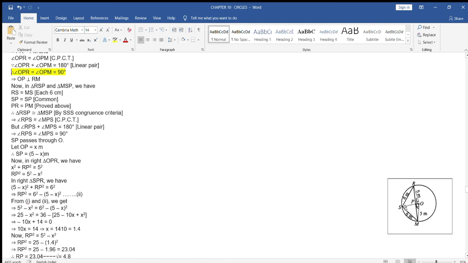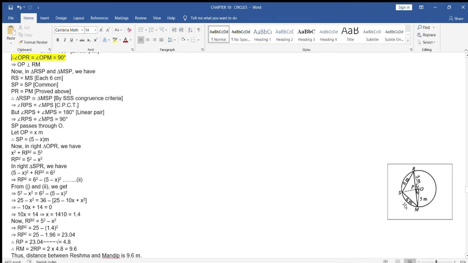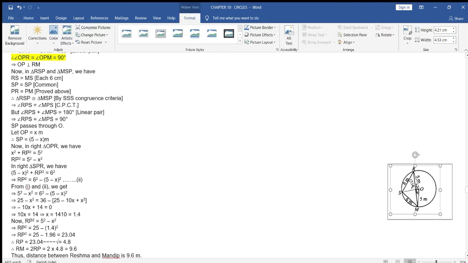Just see the diagram here. The angles you have proved equal, which two? RSP and MSP, both are equal. So this line SP is passing through the point O. Now if we have assumed this OP as X, then what are we having? Just have a look here.